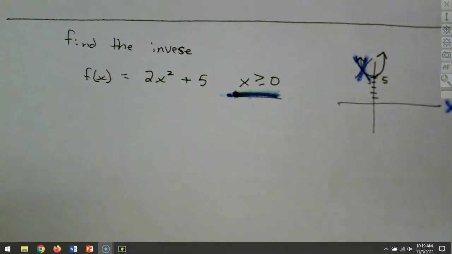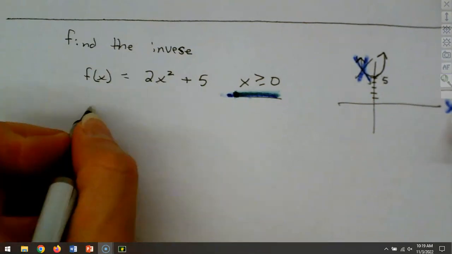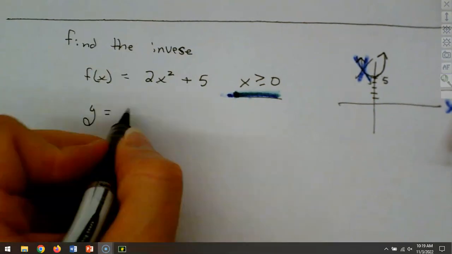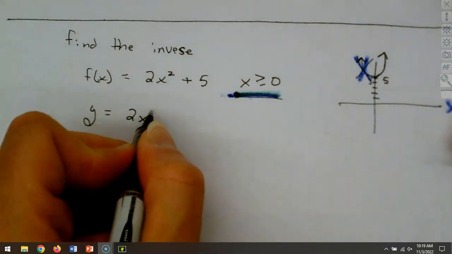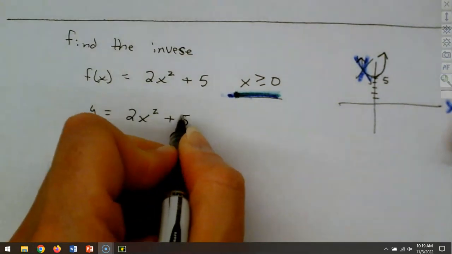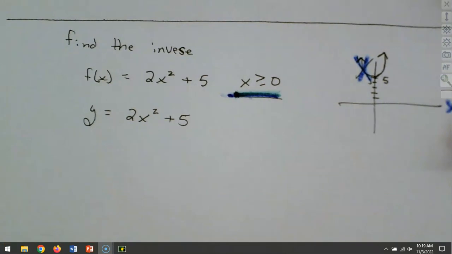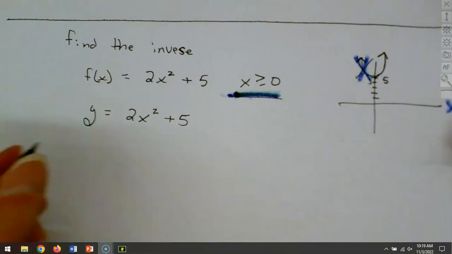So let's go ahead and find that inverse. Okay. Now, what are we going to do? We replace f of x with what? Y. Then we interchange the x and the y.